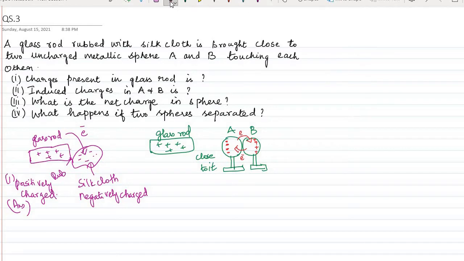So the induced charges in A and B are: A is negative and B is positive.